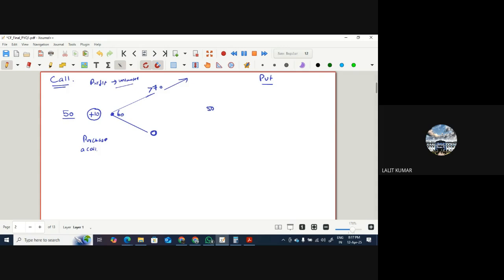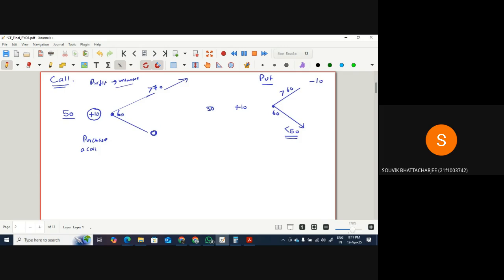The price is 50. I purchase a put of rupees 10. The strike rate is, for example, 60. I will make money only when the stock price goes below 60. If it goes above 60, I have a loss of minus 10. And if it goes below 50, then only I will make a profit.